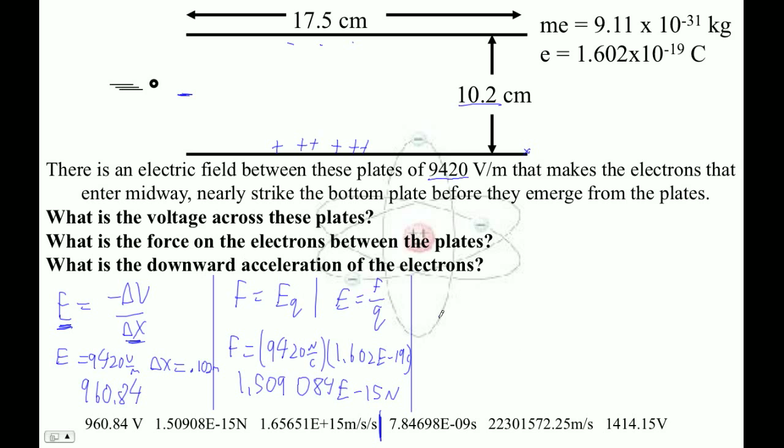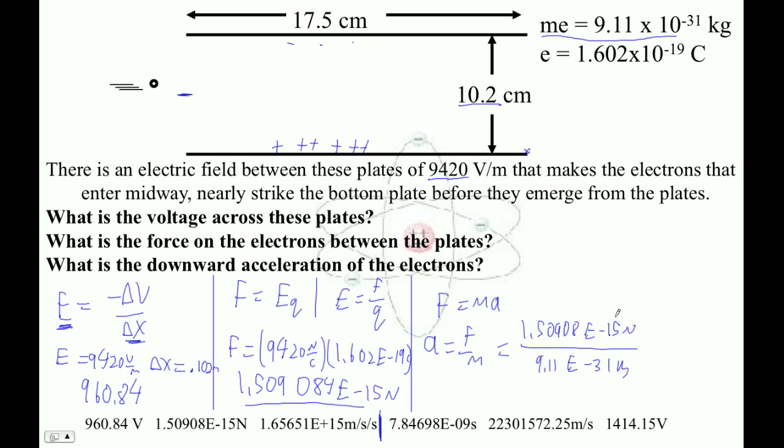And then what is the acceleration? I'm going to use F equals ma. The mass of an electron is this, and the force is this. So A is F over m, which is 1.50908 E minus 15th newtons divided by the mass, which is 9.11 E minus 31 kilograms. I'm going to store that in A. So there's my acceleration. I'm getting 1.6565137, oh, this is important, times 10 to the 15th meters per second squared.